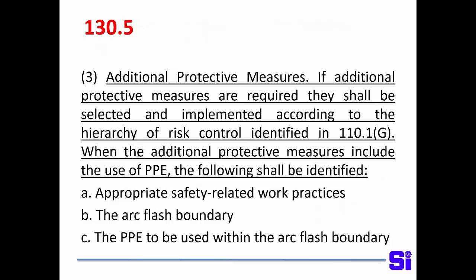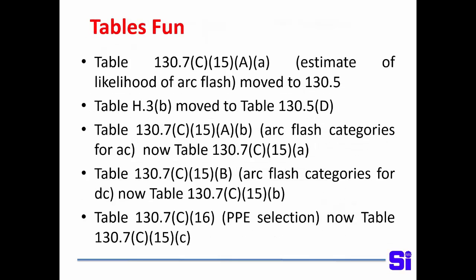130.5, this is where we talk about arc flash risk assessments and everything. It says additional protective measures. If additional protective measures are required, they shall be selected and implemented according to the hierarchy of risk control identified in 110.1G, which is our electrical safety program section. When the additional protective measures include the use of PPE, you have to identify the following: appropriate safety-related work practices, arc flash boundary, and the PPE to be used within the arc flash boundary. Then we get into tables.